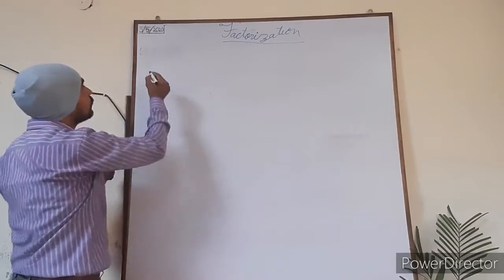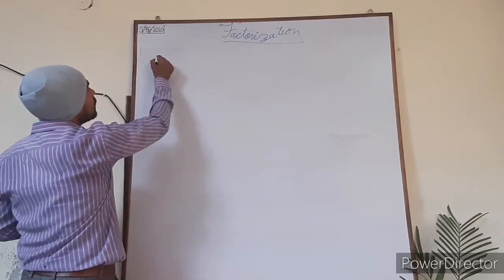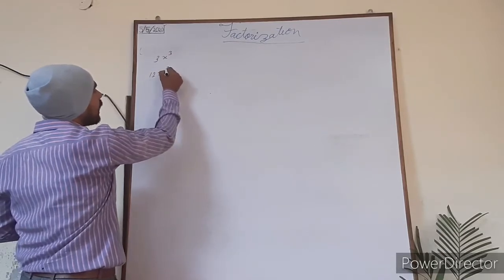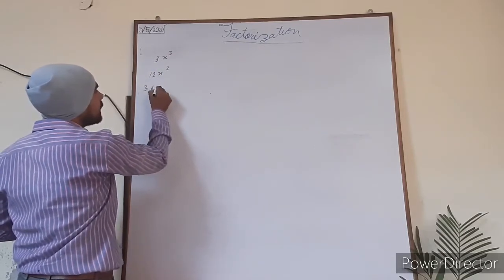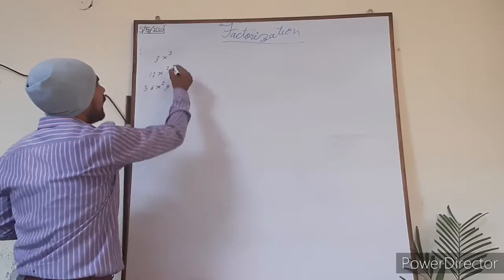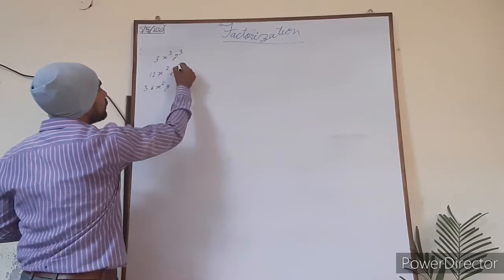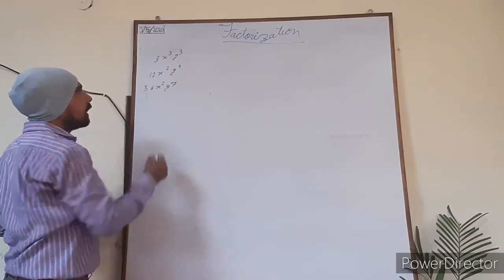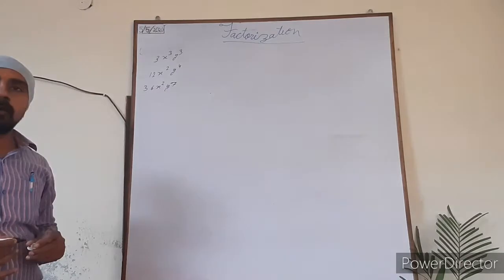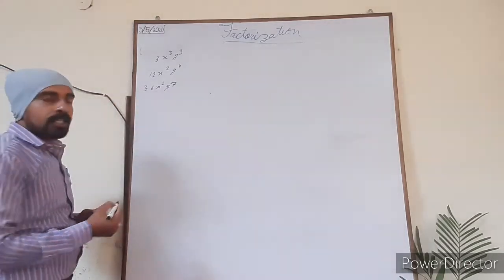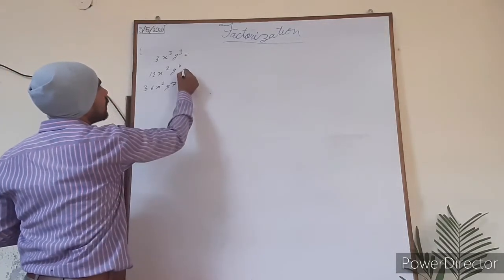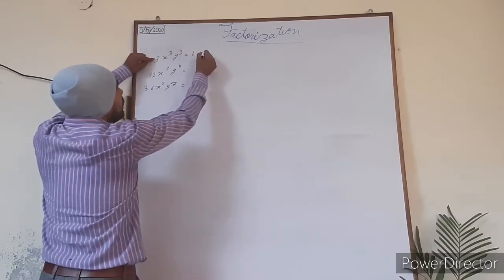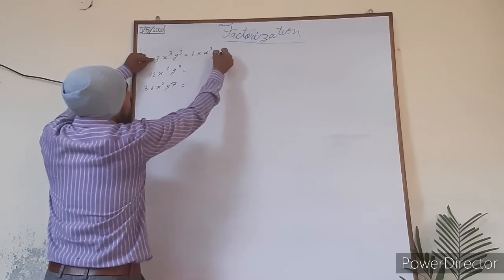So here are a few algebraic expressions: first is 3x cube y cube, second is 12x square y to the power 4, and third is 36x square y to the power 7. You are supposed to find the HCF of these three algebraic expressions, in which single terms have been mentioned. If you look at the first one, it is 3 multiple x to the power 3 multiple y cube.